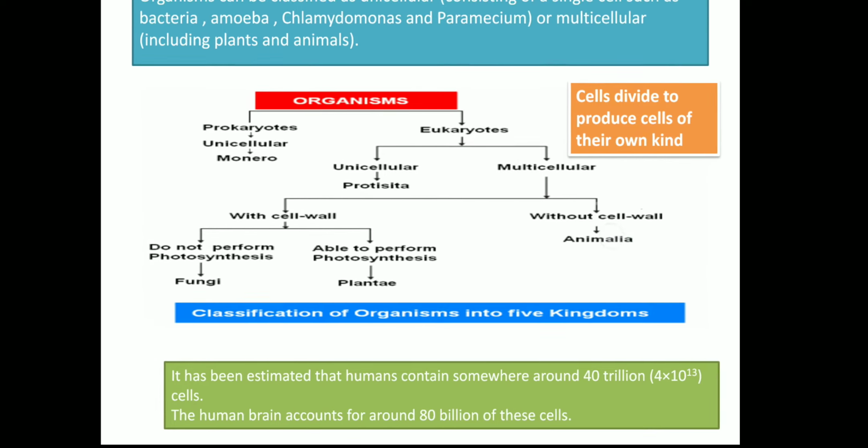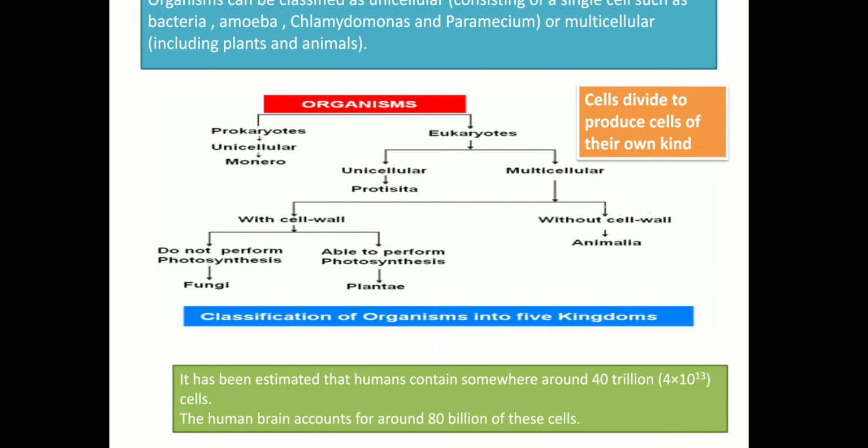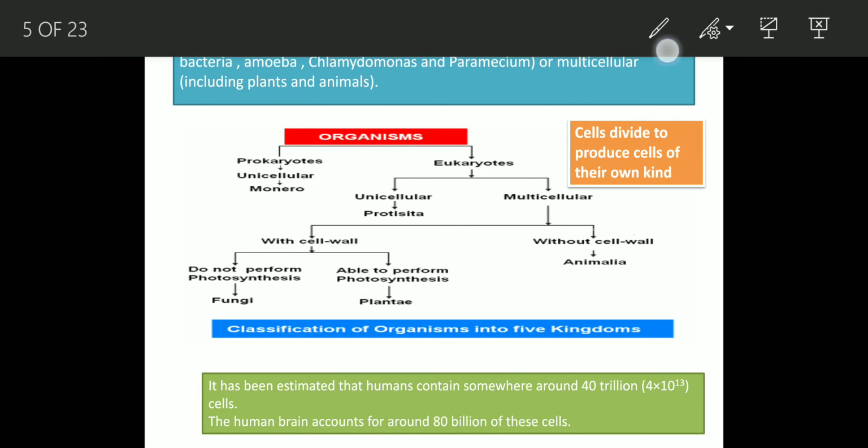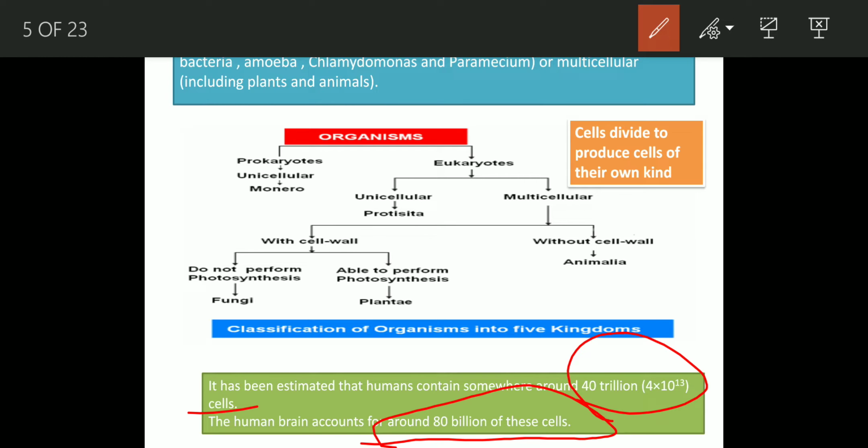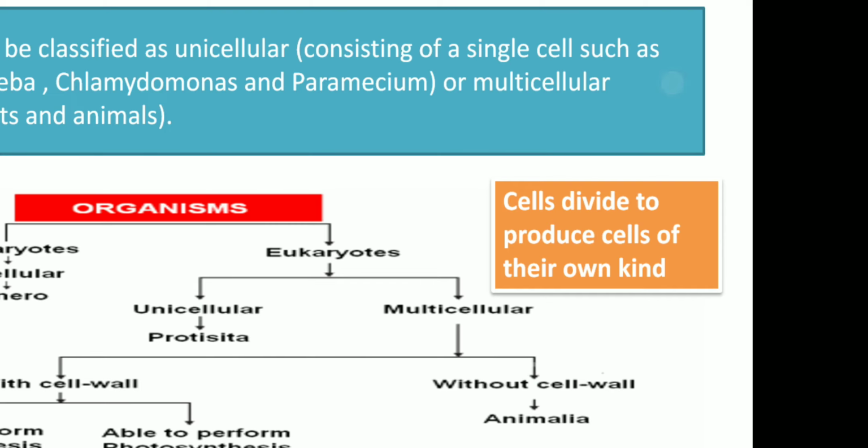You can guess, as discussed, that groups of cells form the tissues and then organs and organ systems. It is estimated that the human body contains around 40 trillion cells, and out of that, only the human brain accounts for 80 billion of these. So you can just imagine how complicated the human body is in structure.